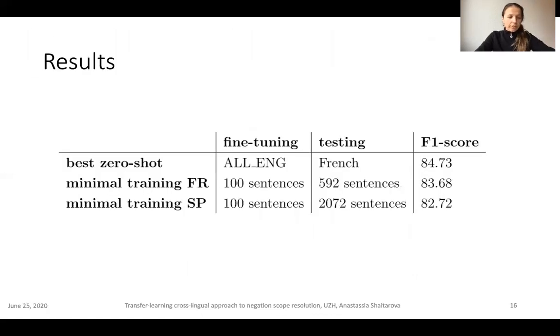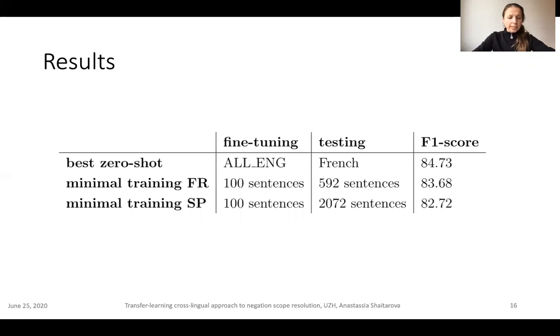And here are some of the results. The rest can be seen in the paper. The best zero-shot transfer was between the combined English data and the French corpus, with an F1 score of 84.73%. The minimal training data experiments also went well, as we can see, 83 plus for French, 82 plus for Spanish. These results are very good. However, I was a little surprised that Spanish did not perform better. None of the Spanish zero-shot tests ever crossed the 80% threshold.